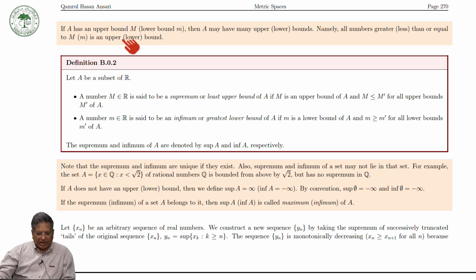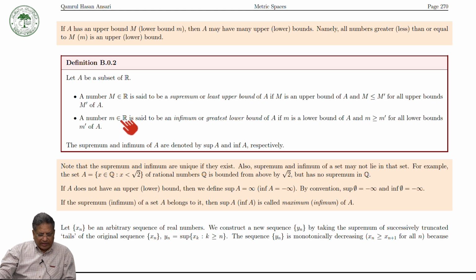Now, if A has an upper bound M or a lower bound small m, then A may have many upper bounds or lower bounds, namely all numbers greater than or equal to capital M are upper bounds. Okay, so let A be a subset of R. Then a number capital M is said to be a supremum, or least upper bound, of A if M is an upper bound of A and M is less than or equal to M dash for all upper bounds M dash of A. That is to say, M is the least number among all upper bounds.